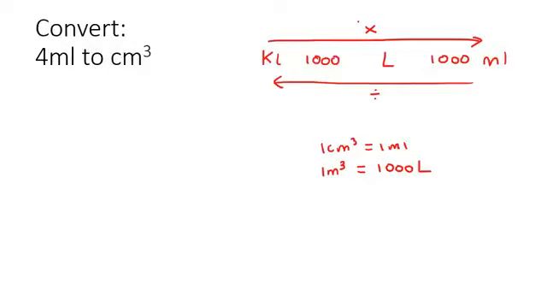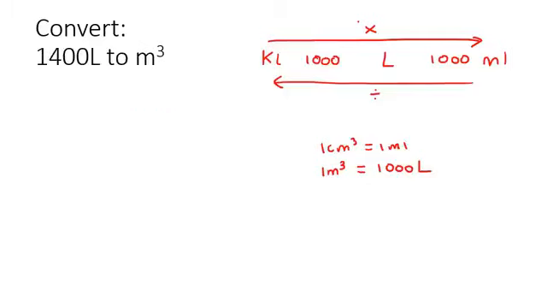Okay, 3 more examples. So here's a cool one. Now we're going from milliliters to centimeter cube. You just need to know that they are the same. 1 gives you 1. So if we have 4 milliliters, then that is the same as 4 centimeter cube. So that's the answer there.